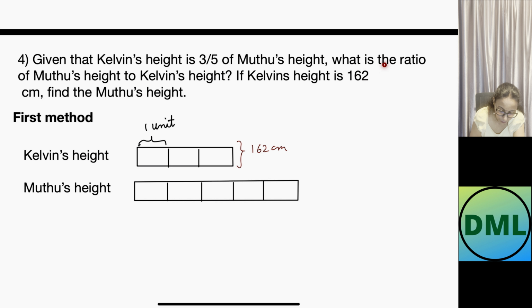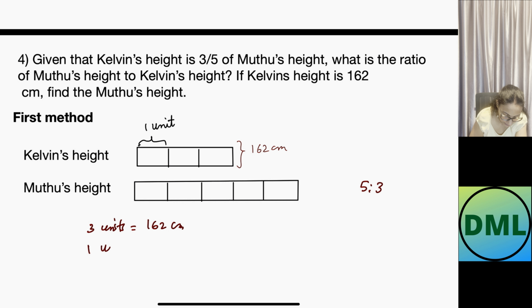First, it asks what is the ratio of Muthu's height to Kelvin's height. Muthu has 5 parts and Kelvin has 3 parts. So the ratio will become 5:3. This is my first answer. Next, it shows that Kelvin's height is 162 centimeter. Kelvin has 3 units, all of them together is 162 centimeter. So 3 units is equal to 162 centimeter.